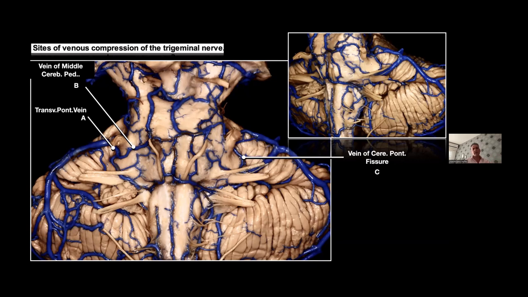Even in B, we can see the middle cerebral peduncle vein. In this case, is a little bit bigger. So this vein runs in the lower part or medially to the 5 cranial nerve. Sometimes these 2 veins can be the reason to make the trigeminal neuralgia. In the opposite side, in the right side of the screen, we can see the vein of the Cerebello-pontine fissure. This is another vein who made the trigeminal neuralgia.